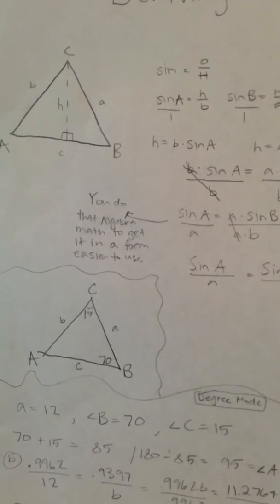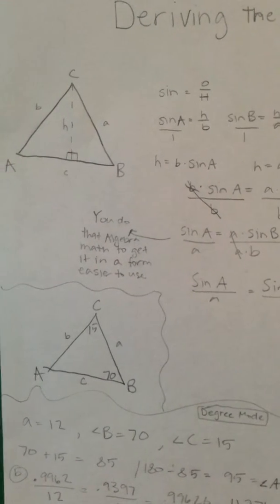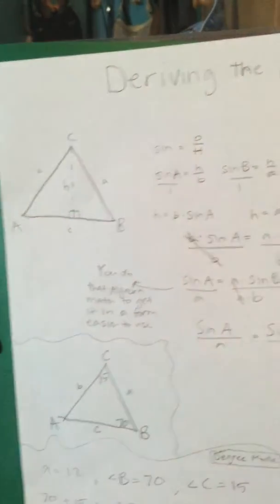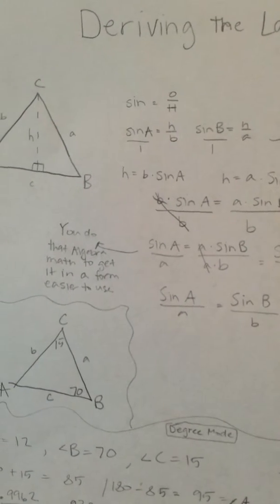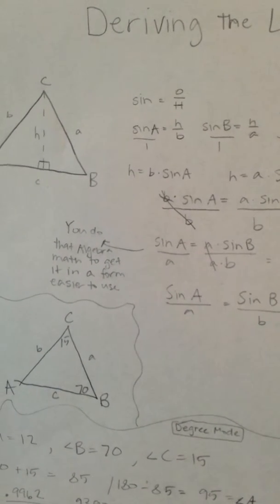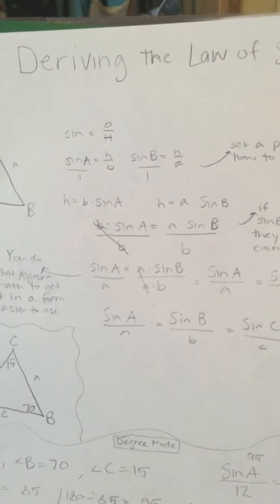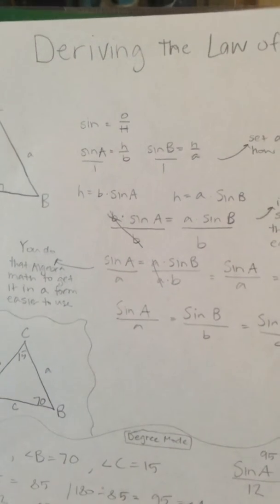So we're using sine. Sine is opposite over hypotenuse. So here, to find the sine of A, it would be h over b, which is opposite over hypotenuse. And then to find sine of B, it would be h over a, for the opposite over hypotenuse. So I set a proportion to get the information in a way that's better to understand.